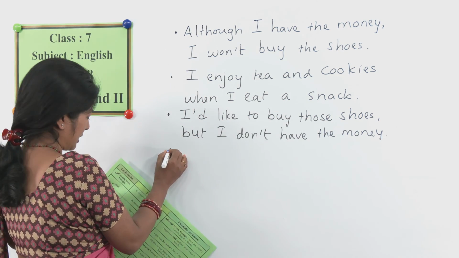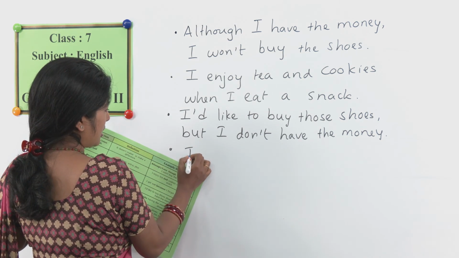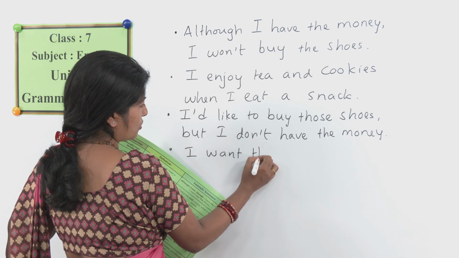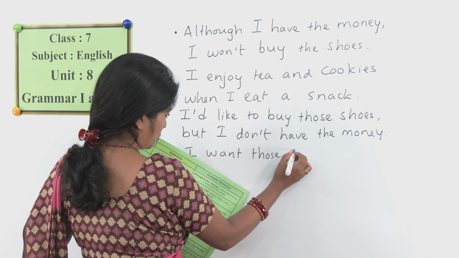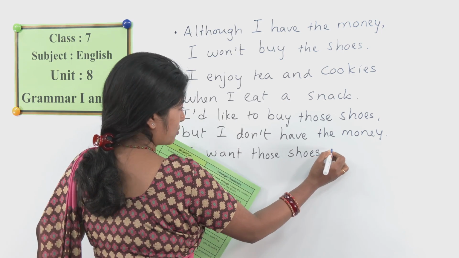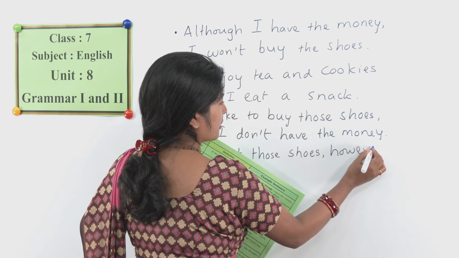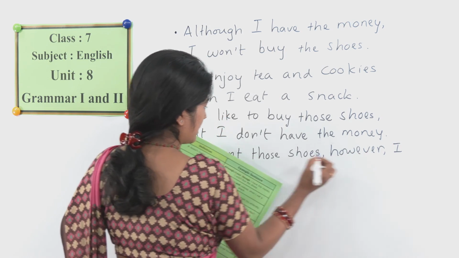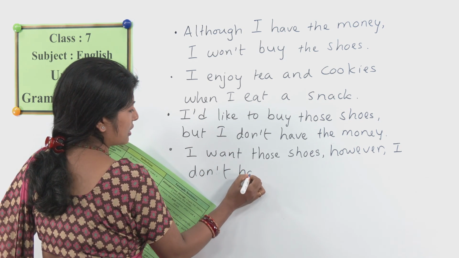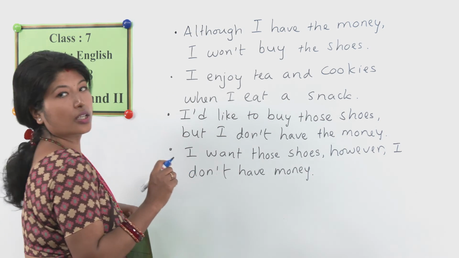Two more. I'll give you two more sentences. One more. Okay, let's do one more. I want those shoes. However, I don't have money.